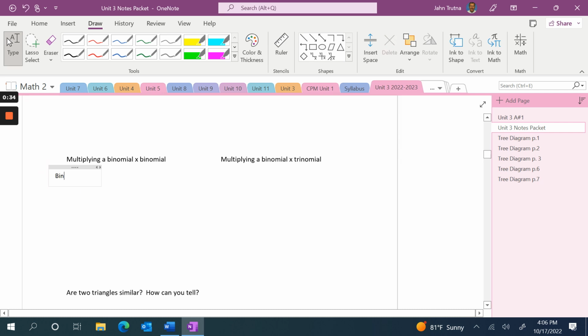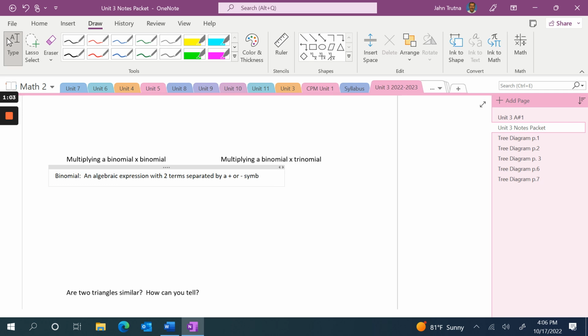is. A binomial is an algebraic expression with two terms separated by a plus or minus symbol.